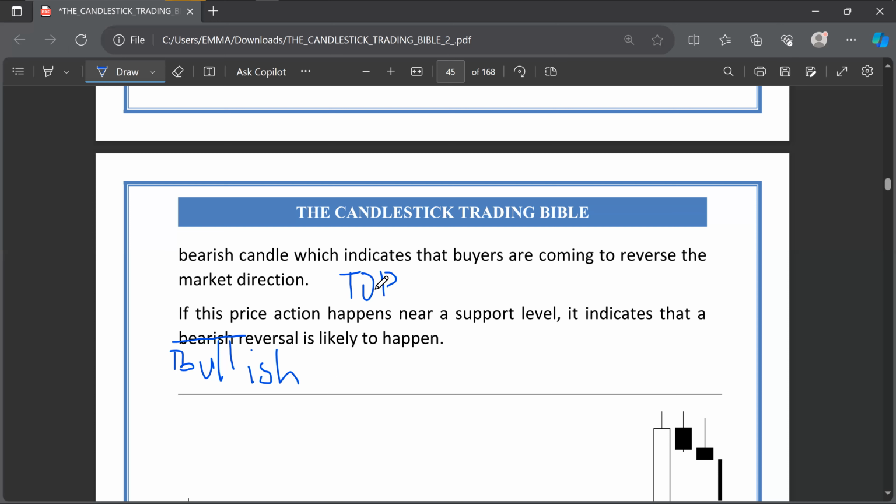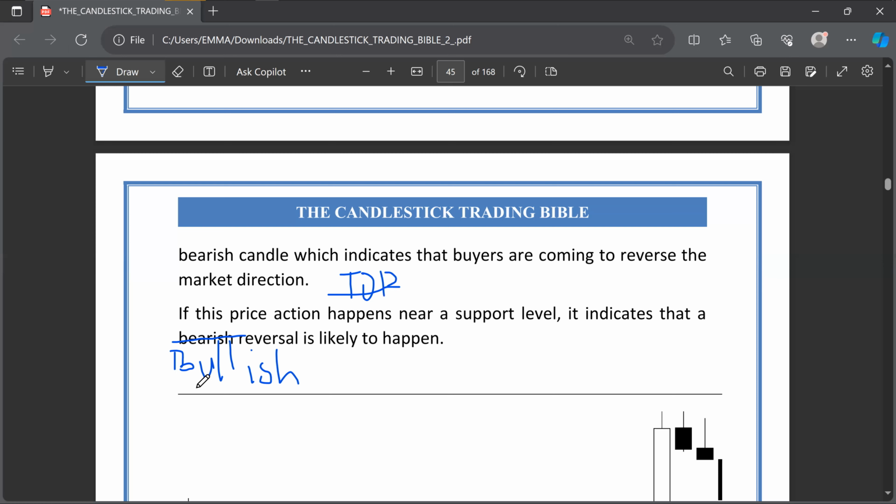So if you are talking about the Tweezers bottom, right? If you find a Tweezers bottom at the bottom of a downtrend, the market is going to be what? A bullish reversal, meaning it's going to move upward. I hope you are not confused. I just made a correction here. Instead of bearish, it's going to be bullish.